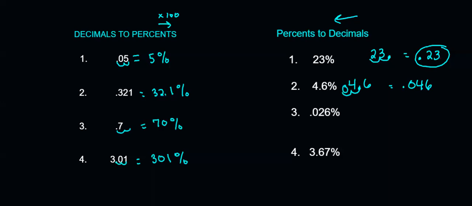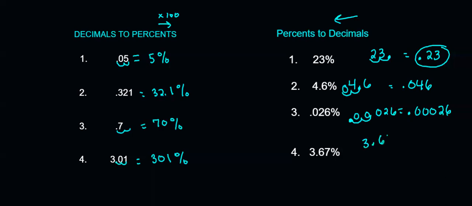So the next one, 0.026. If I want to move that into a decimal, I have to go two places, 1, 2, and put the decimal here, which means I got to put zeros in here. So I get 0.00026.